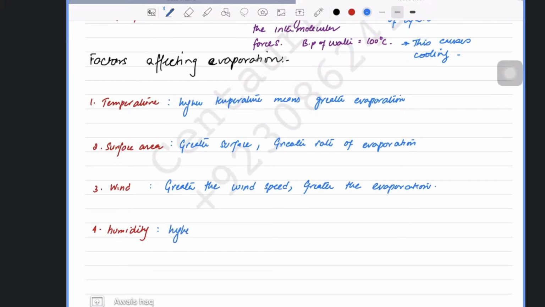For humidity, higher levels of humidity reduce the rate of evaporation. Now, why am I saying this? Because humidity basically means there's already water content in the surroundings, in the air, and obviously, if you put something wet outside, there's already so much water content in the air, it doesn't need more, so the rate of evaporation decreases. All right. Any questions now? Anything you'd like to ask, please? Let me know.